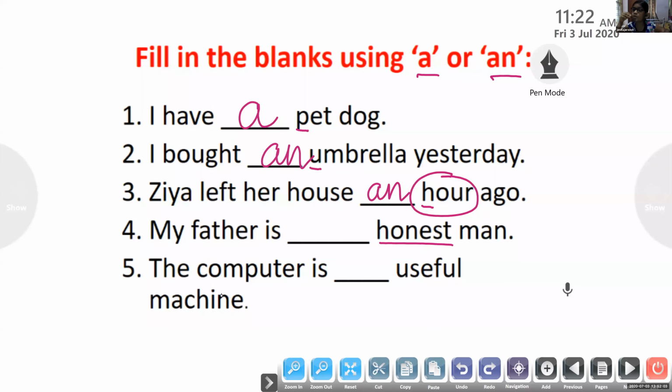H. But the sound, it has a vowel sound. So what should we do? An. Great. Great, children. Very good.